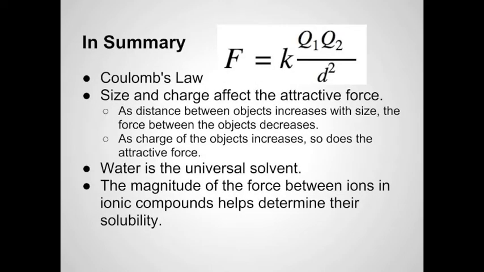In Coulomb's law, the attractive force is equal to the constant, or Coulomb's constant, times the charge of ion 1 times the charge of ion 2 divided by the distance squared. Size and charge can affect the attractive force. As distance between the objects increases with size, the force between the objects decreases. As the charges of the objects increase, so does the attractive force.